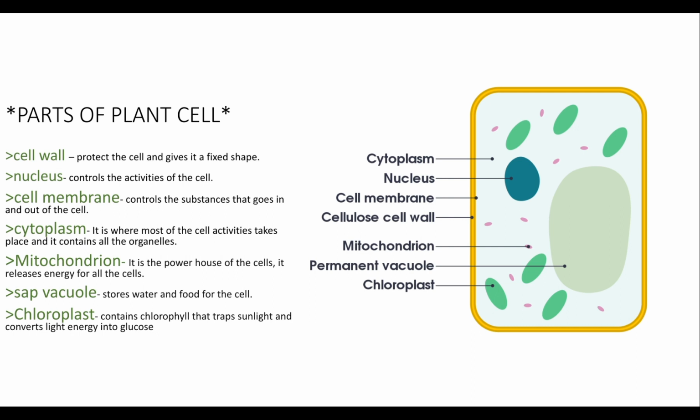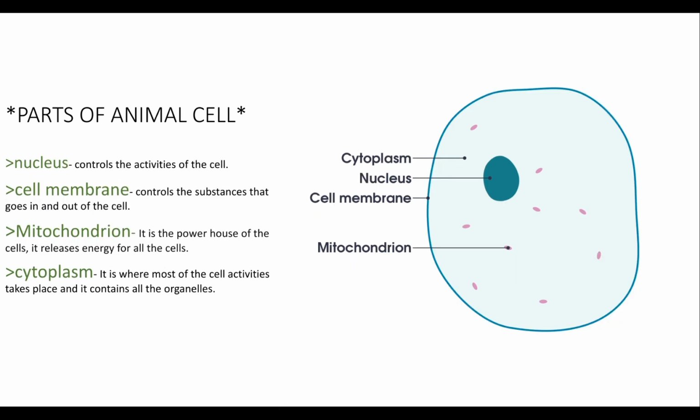Sap vacuole stores water and food for the cell. And lastly, chloroplast, that contains chlorophyll, which traps sunlight and converts light energy into glucose, which is the food for the plants. Parts of animal cell. There are 4 parts, which are nucleus, cell membrane, mitochondrion, and cytoplasm.